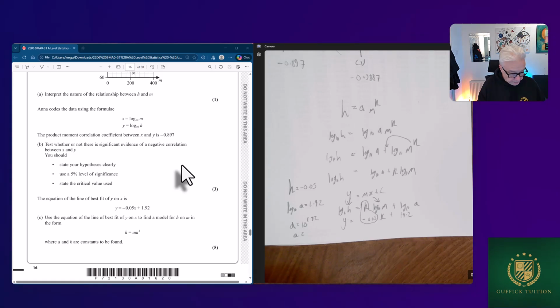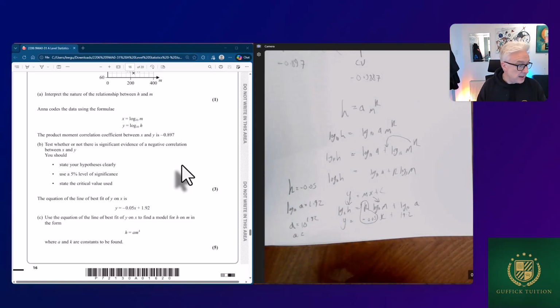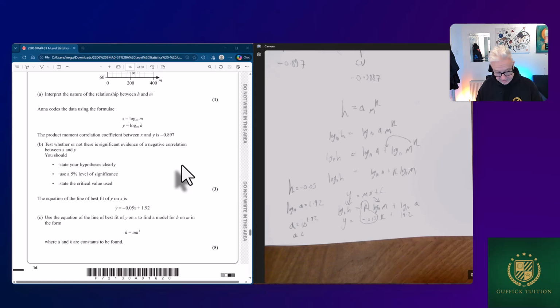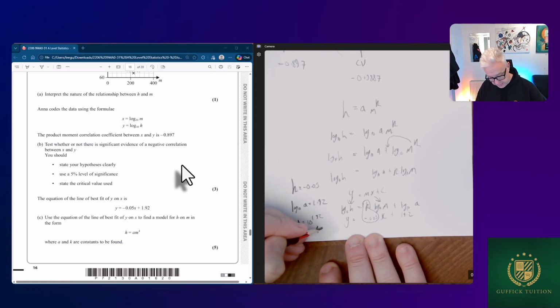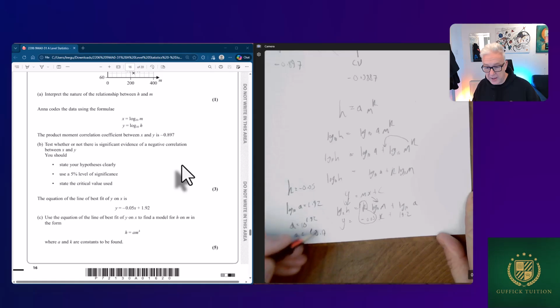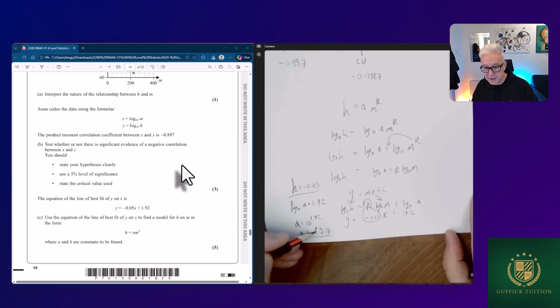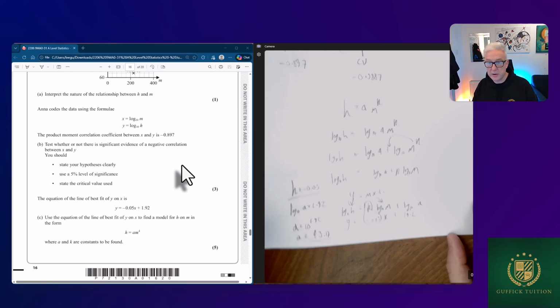10 to the power of 1.92, just working that out, is 83.17. So 83.17 is our value of a. And we found our values of a and k. So that's 83.17. Perfect.